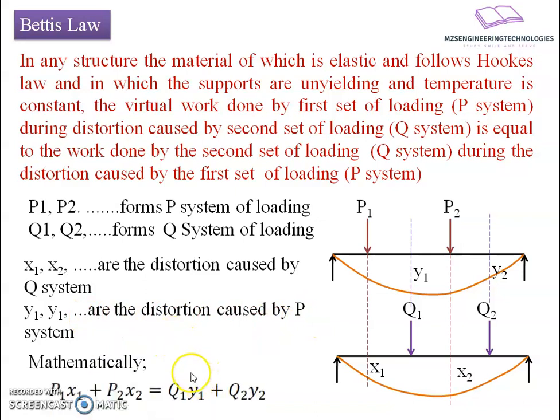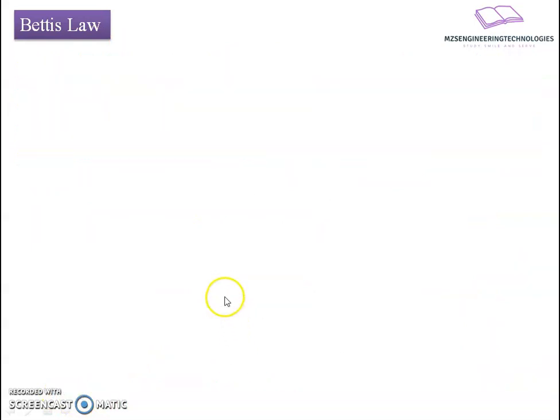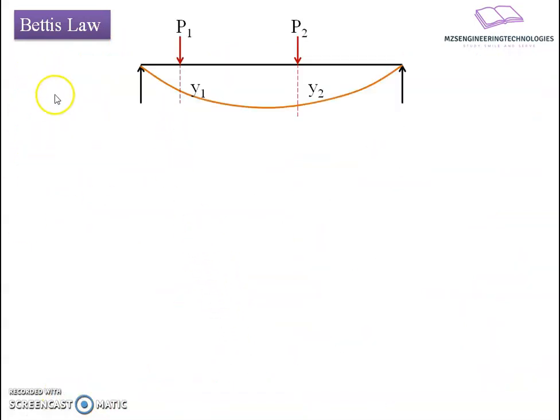Now let us see what is happening here mathematically. According to the statement, P1 into x1, where P1 is the first set of forces but the distortion is caused by the second set, so P1 into x1 plus P2 into x2. This work done by the forces with reference to the distortion of the second set is equal to Q1 into y1, where y1 is the distortion caused by the first set of forces, plus Q2 into y2. So mathematically, if I want to write this statement, it will be written in this format. Now let us try to prove it. For that, I am going to consider first the P1 and P2 set of forces causing distortions y1 and y2.